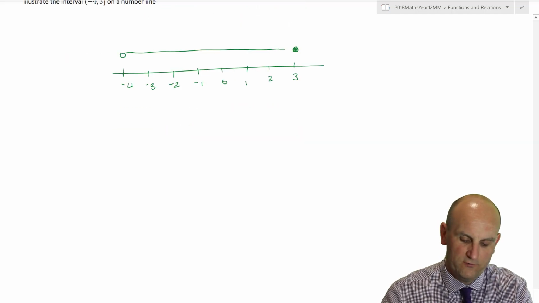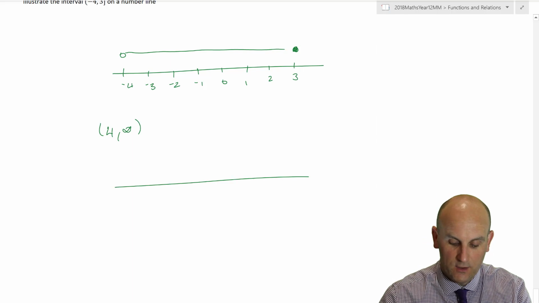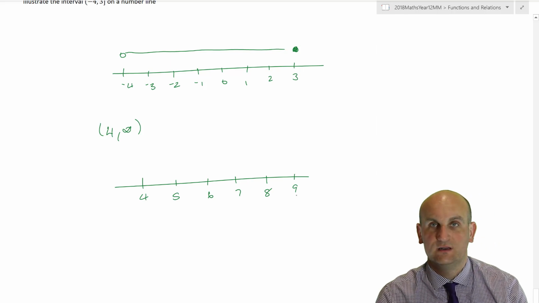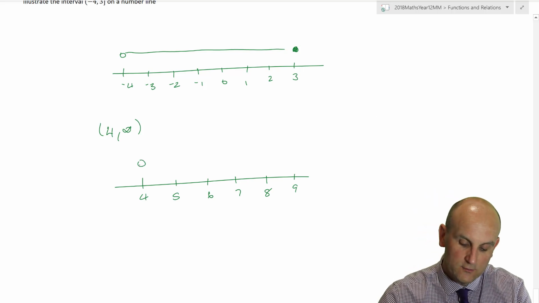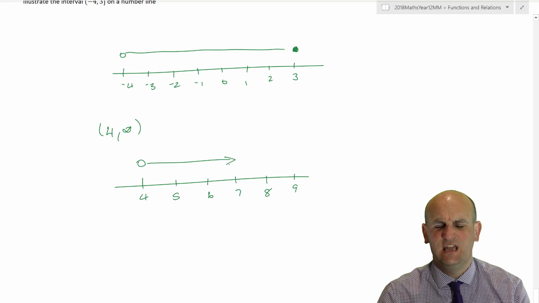What about one more, if we had, I don't know, 4 to infinity? Now notice the curved brackets. Here we go. So 4, 5, 6, 7, 8, 9. Now obviously I'm not going to keep going to infinity, I've just given enough numbers. I'm going to do a circle and then an arrow pointing to infinity and beyond.